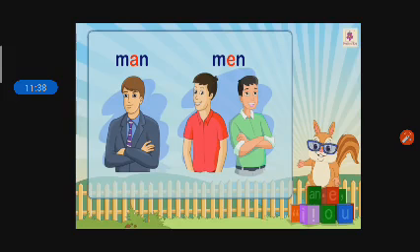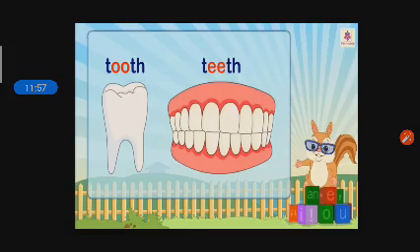Man, men. Here the A in the middle will change in the plural form. Instead of A, I write E. Man, men, because there are two men. Okay, man, men: singular man, plural men. TOOTH, tooth, means only one tooth. Instead of double O, in the answer we write double E to make the plural form. TEETH, teeth.